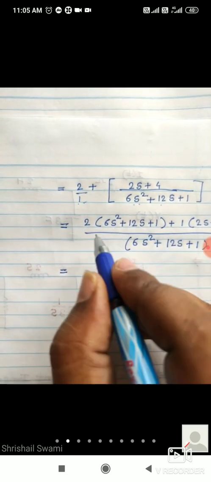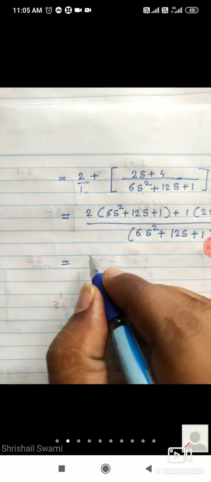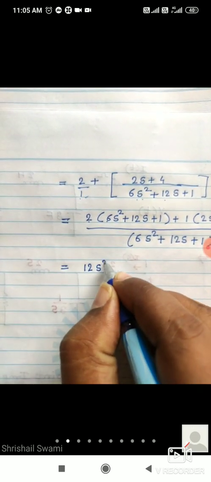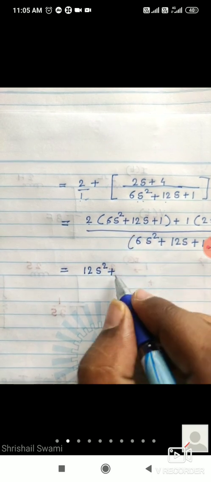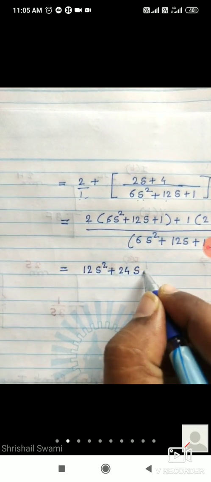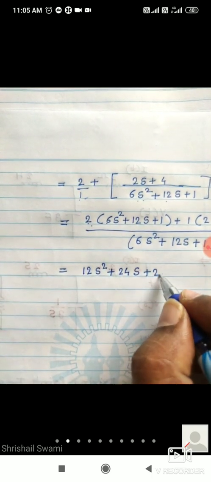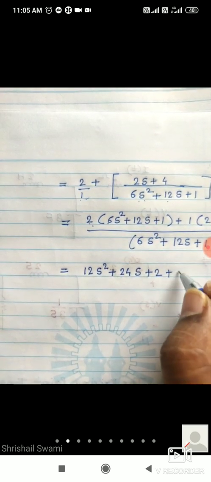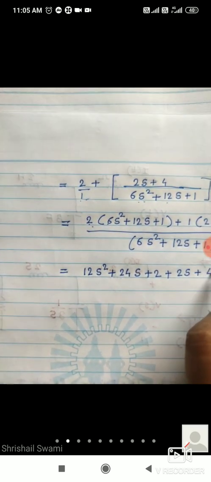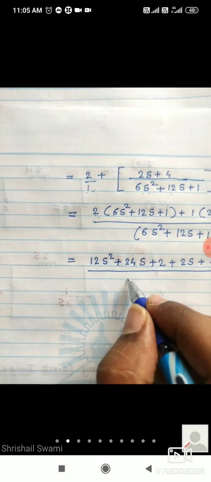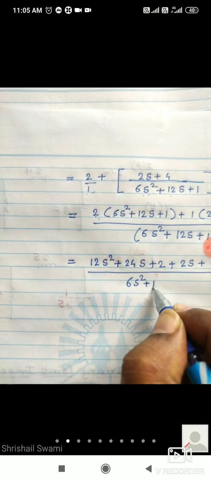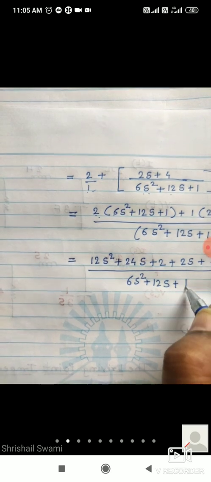So solve the numerator terms. So 2 into 6, that is 12s square, 2 into 12, that is 24s, plus 2 into 1 is 2, plus 1 into 2s is 2s, plus 1 into 4 is 4. So divided by 6s square plus 12s plus 1 as it is.